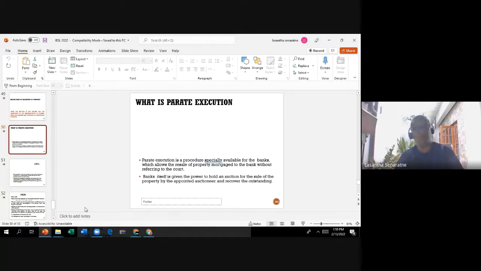As I told you, due to the lack of documentation, because it clearly says it should be a perfect set of documents, you can understand your level of perfection, and as a result you are not in a position to go for debt recovery provision or debt recovery action. Any questions before I move to parate auction?